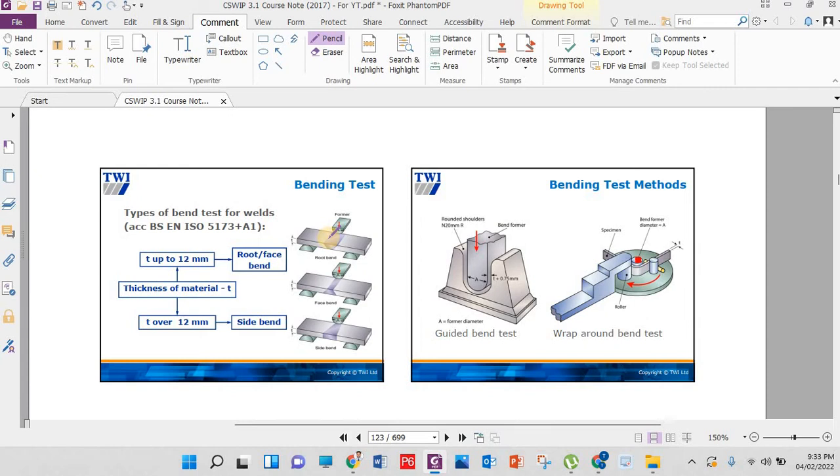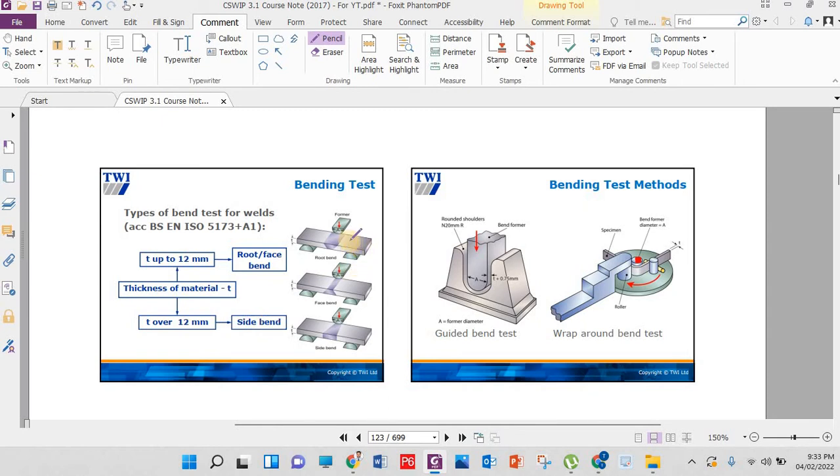If the results are okay, some light spots or scratches, we will see according to the standard if it is okay or not, then we will accept or reject. So he also mentioned here the root or face bend up to 12 millimeter, the side bend over 12 millimeter. Okay, first point was this.